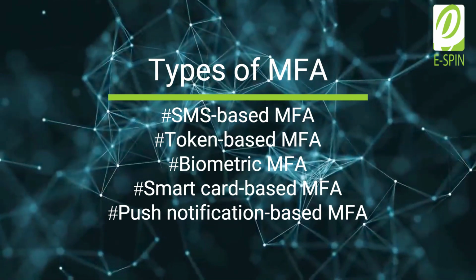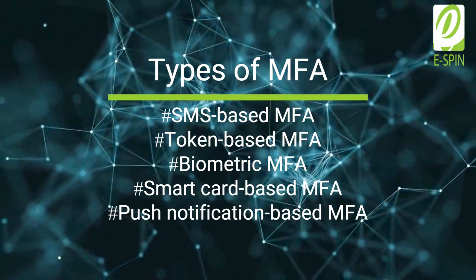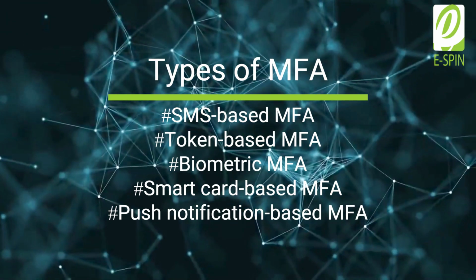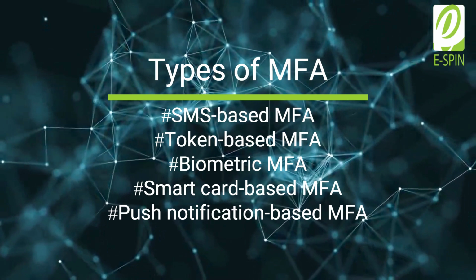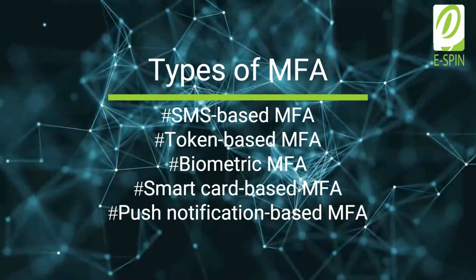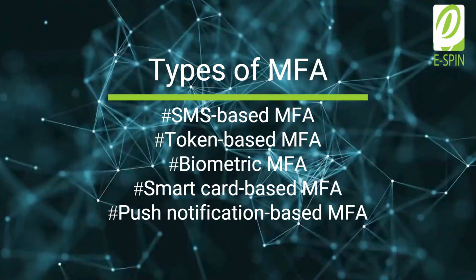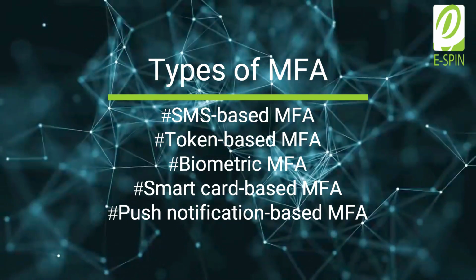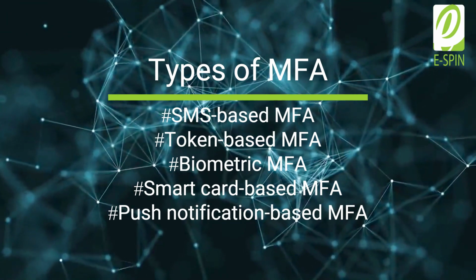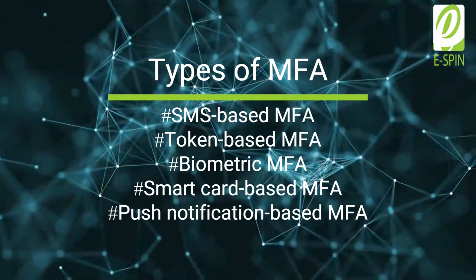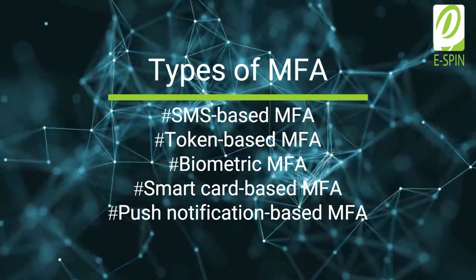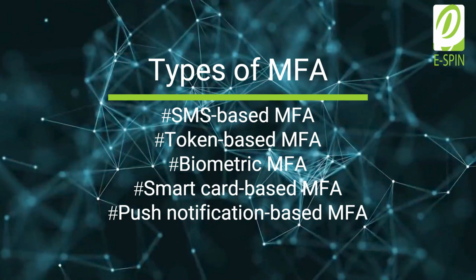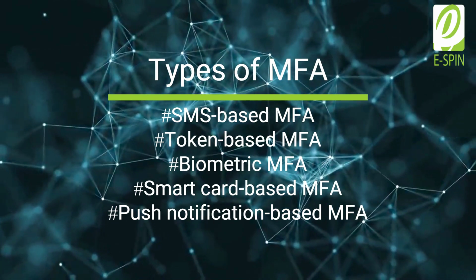Token-based MFA. This involves the use of hardware or software tokens, which generate one-time passwords that are used to authenticate the user. Biometric MFA. This involves the use of physical characteristics to authenticate a user. Biometric MFA can include fingerprint, facial recognition, or voice recognition authentication methods. Smart card-based MFA. This method involves the use of a physical card that contains a chip with the user's credentials. The user inserts the card into a card reader to authenticate their account.